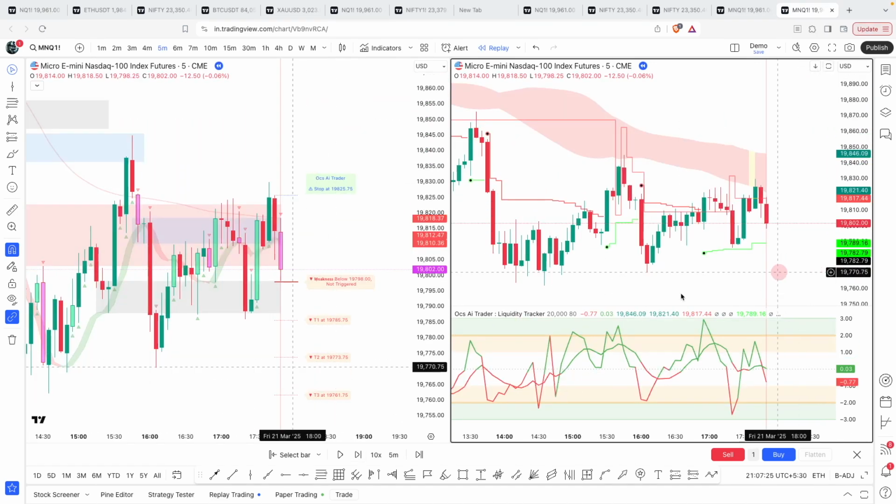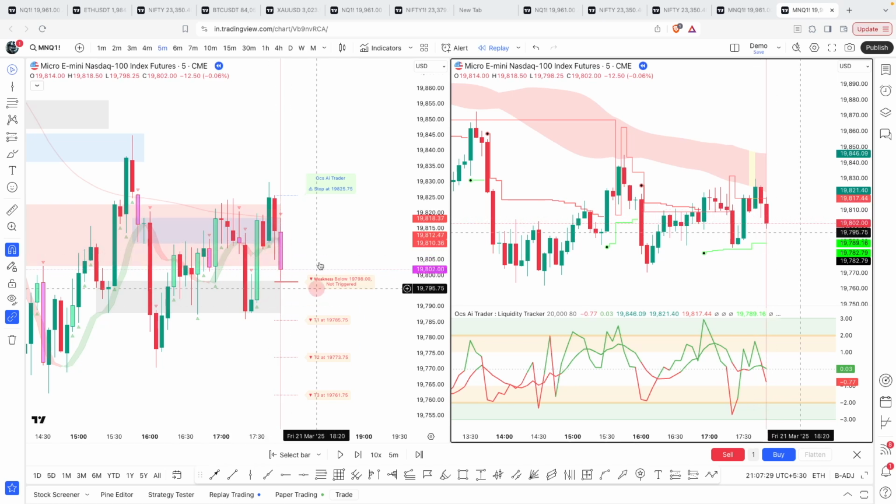Also, let's go through one more signal, which is this one. This signal is a short signal on the OCS AI Trader. On the liquidity chart, what do we see? Number one, this band is red. Number two, this liquidity line is red. And number three, it has closed below everything. So it's a very valid signal.